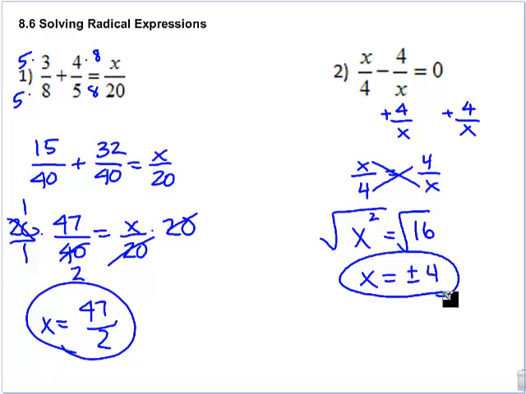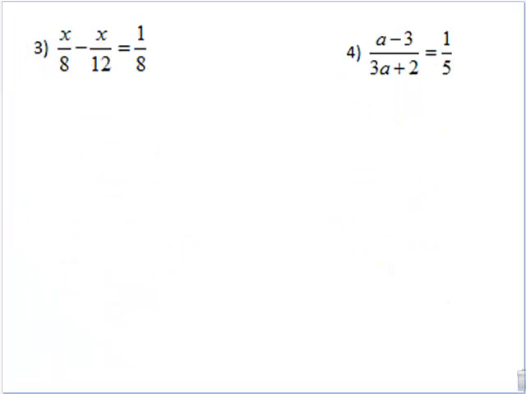Let's look at the first example on this page. X over 8 minus x over 12 is equal to 1/8. You put it over to the other side. Okay, which one should I move over to the other side? Probably the x over 8. Now, why would we decide to move the x over 8 over? Because they already have the same denominator. So I'll subtract the x over 8 over.